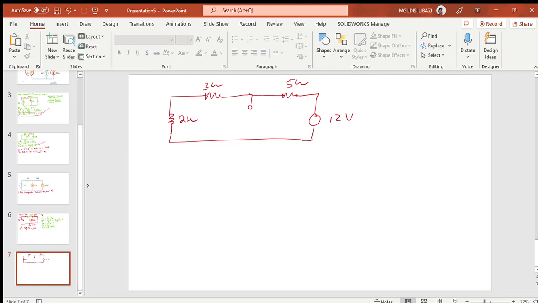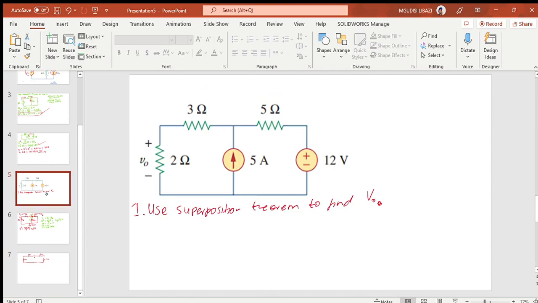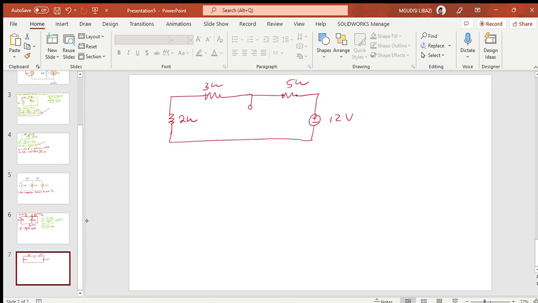And then I have 12 volts, with the signs plus or minus, the polarity. Now you can see that we have 2, 3, 5 and 12. We removed the current source and replaced it by the open circuit. So now we can see that all our resistors are in series. That means I can find the equivalent resistance, R equivalent, which is 2 plus 3 plus 5. 5 plus 3 is 8, and then this gives me 10 ohms.